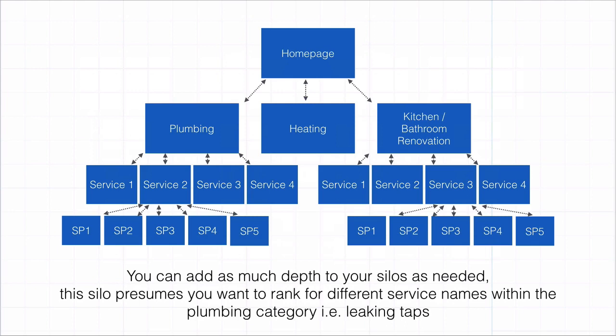And if you really wanted to, you could have every single one of these services, all these 4 services under plumbing would have 5 supporting pages. Under heating, which doesn't show because they didn't have enough space, would have like 3 services, and then all of them would have 5 supporting pages off it. And kitchen/bathroom renovations have 4 services off it, and then 5 supporting pages for each of the 4 services. It can get pretty insane. It can get really advanced.